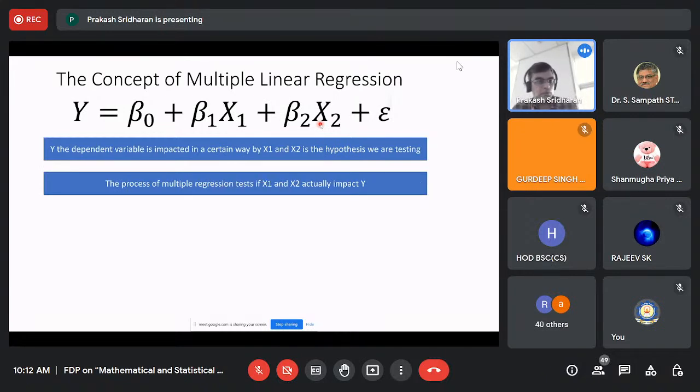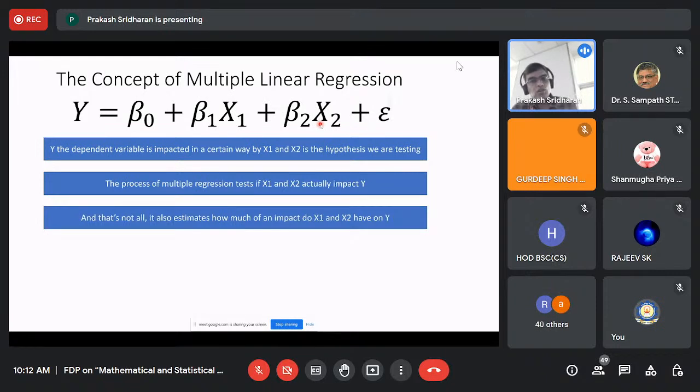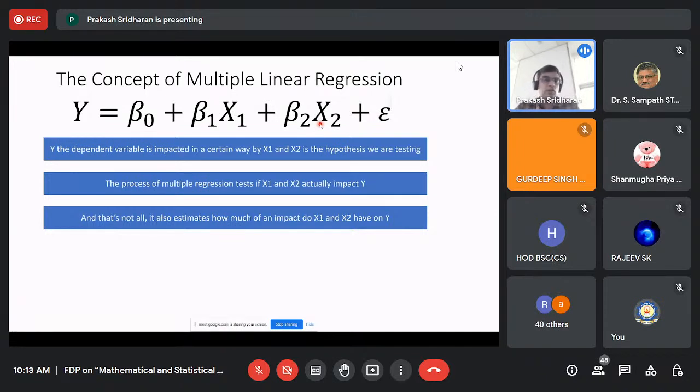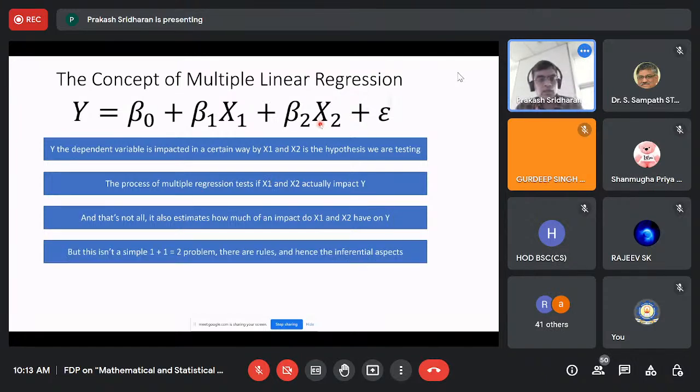And I spoke about this, the process of multiple regression tests if x1 and x2 have an actual impact on y itself. And we also look at how much of an impact x1 and x2 have on y. I spoke about the weights. So it's essentially telling you, hey, x1 impacts my y by so much. Because x1 changed by so much, my y is likely to change by so much. Because x2 changed by so much, my y is going to change by so much. So essentially, that's what we are trying to determine using this equation.